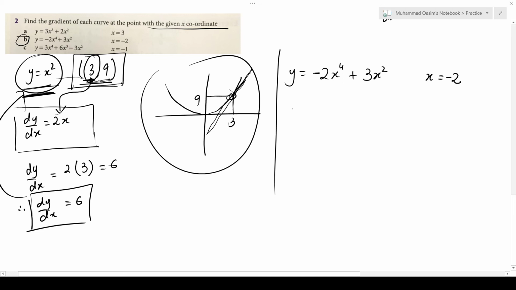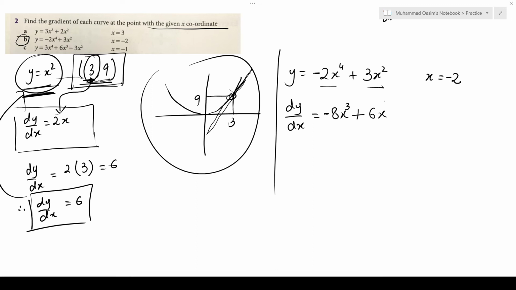Now we will find the derivative, which is dy by dx, after applying the general rule on each of the two terms separately. 4 times negative 2 is minus 8, and the power of x will be reduced by 1, which is going to leave us with a cube, plus 2 times 3 is going to give me 6, and the power of x will be reduced by 1. So this is the equation of the gradient.